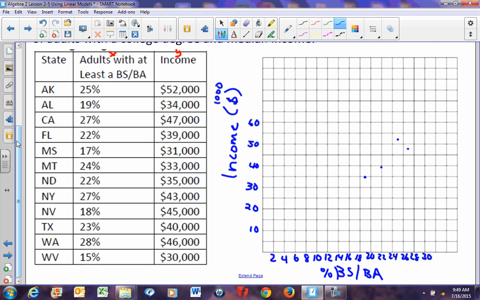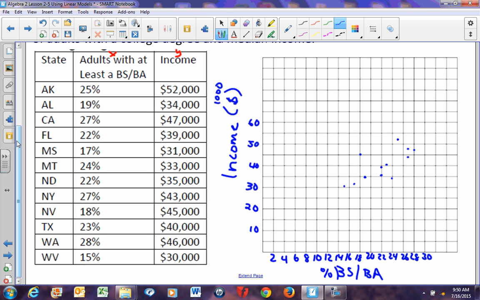17 and 31, 24 and 33, 22 and 35, 27 and 43, 18 and 45, 23 and 40, 28 and 46, and 15 and 30.